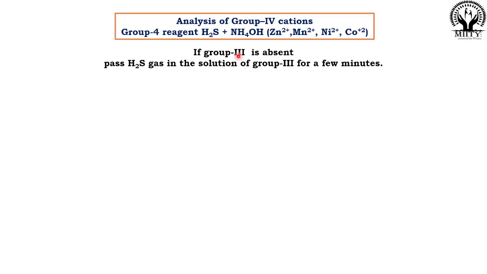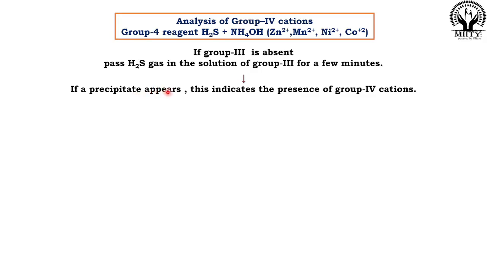Once group 3 cations are absent, you can pass H2S gas into the same solution. If a precipitate appears, it indicates the presence of group 4 cations. The possible precipitates are white PPT of zinc sulfide, dirty pink or buff colored PPT of manganese sulfide, black PPT of nickel sulfide, and black PPT of cobalt sulfide. These are the possible precipitates. Now we identify a few ions from these 4 cations.